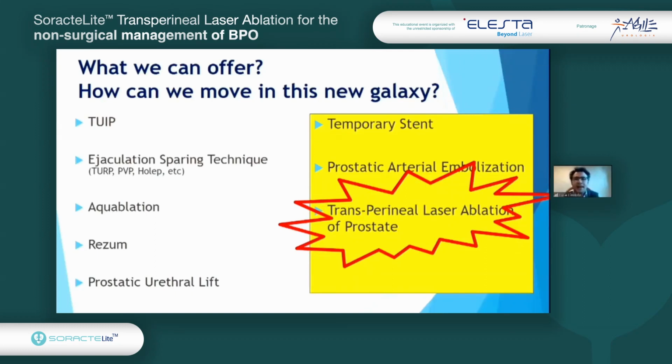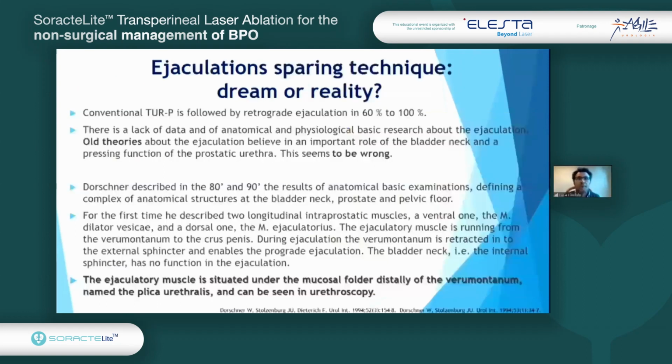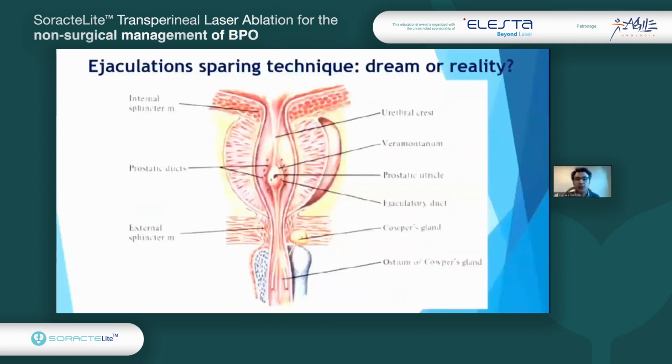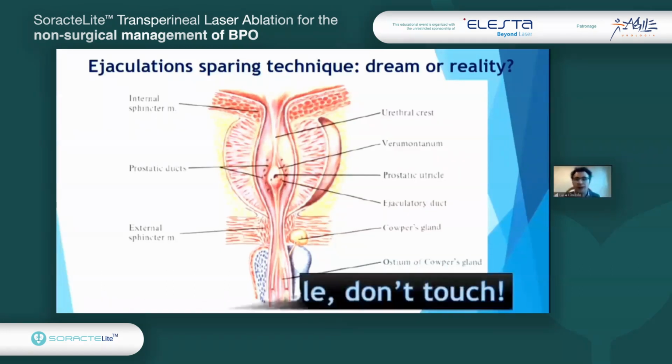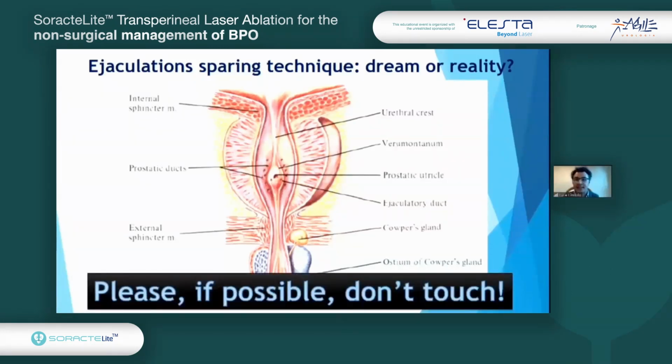Why is this better, or probably better in the future? Because of the ejaculation-sparing techniques, taking together all the knowledge about the anatomical structures involved in ejaculation, which, as already remembered, are very fragile structures and, to be honest, not so well known. So in my opinion, one of the best ideas is, please, if possible, don't touch this triangle.